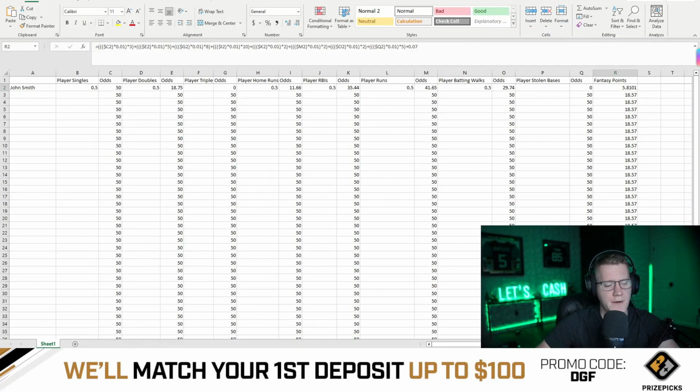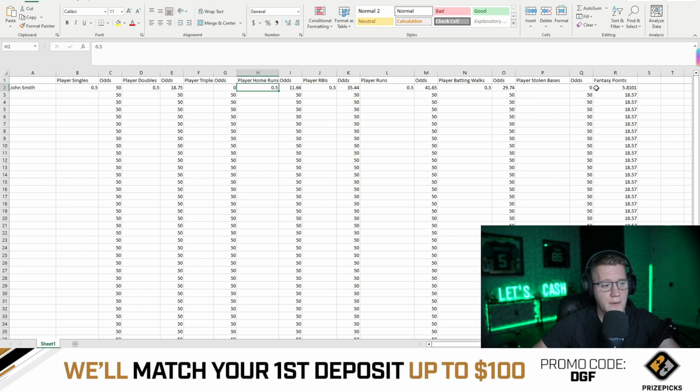Another piece of logic that we threw into our fantasy score calculations is that we have to have at least 6 qualifying player props within this Prizepicks fantasy score calculation for this to spit out a fantasy score. So what I mean by that, if John Smith only has player single odds and player home runs, again, exaggerated example, then we won't throw an overall calculation based on that lack of data.